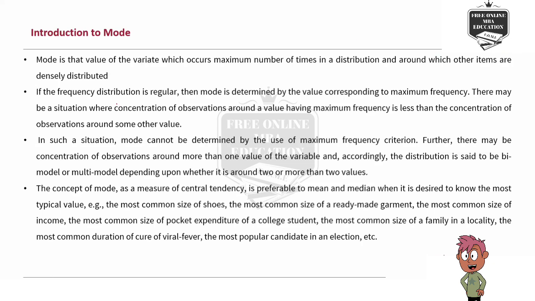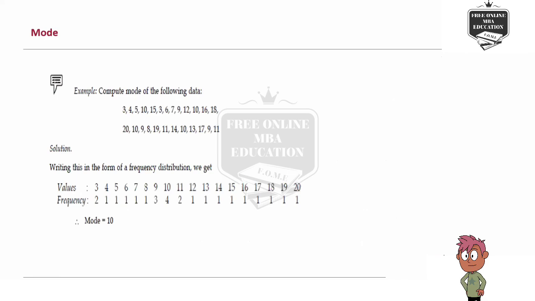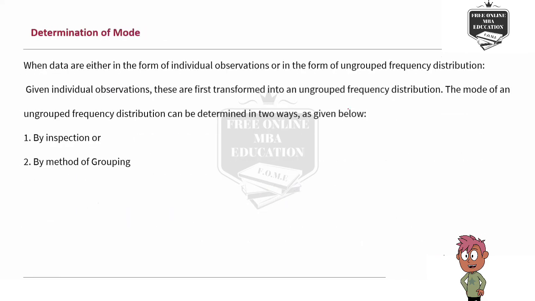So if the frequency distribution is regular, then the mode is determined by the value corresponding to the maximum frequency. Mode can be 1, 2, or it could be more than 2 as well, depending upon the values in the data that you have. So you can determine the mode by inspection or by the grouping method. So this is the data. Before that, I just want to come back to this.